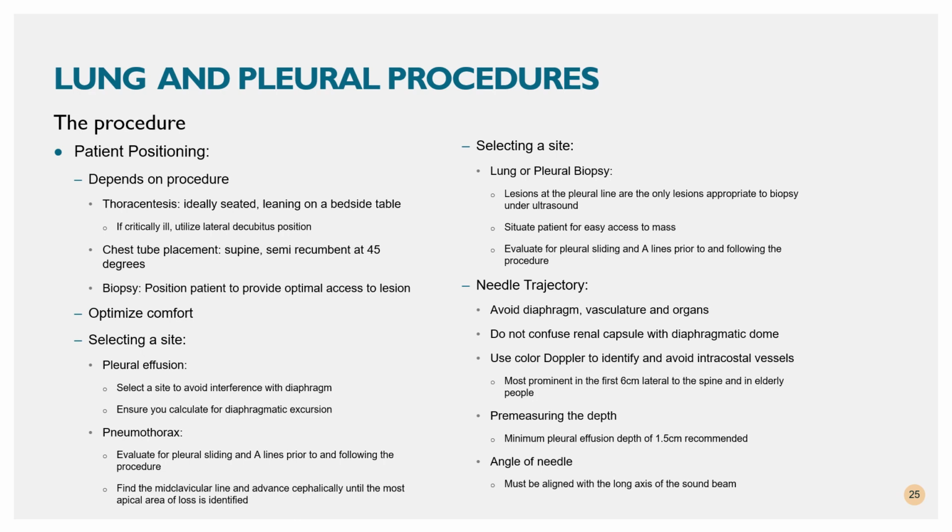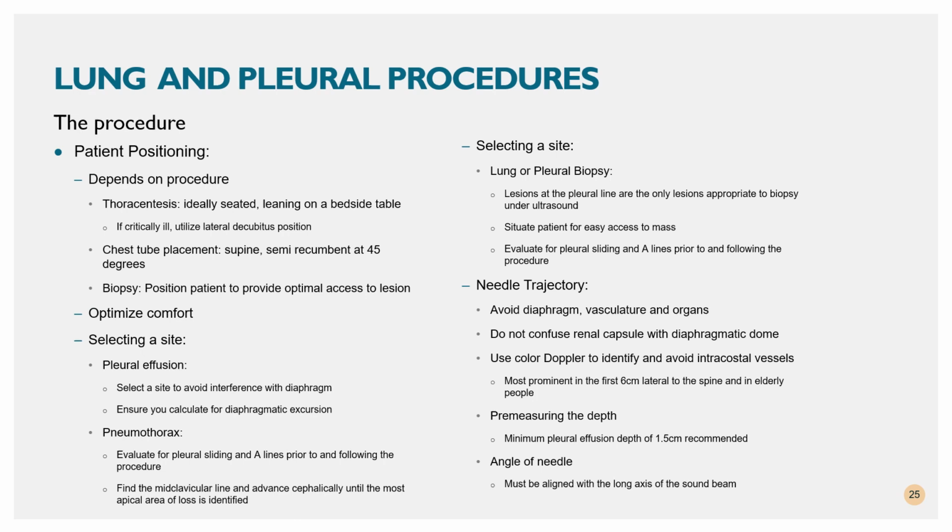The most prominent area where you're going to find those vessels is in the first 6 centimeters lateral to the spine, and then in elderly patients they can be a little bit more random. So utilizing Doppler to evaluate for those prior to marking your spot or advancing your needle is going to be useful. And then pre-measuring the depth that we talked about to prepare for how far you want to advance your needle or your catheter. And then, of course, the angle of the needle.